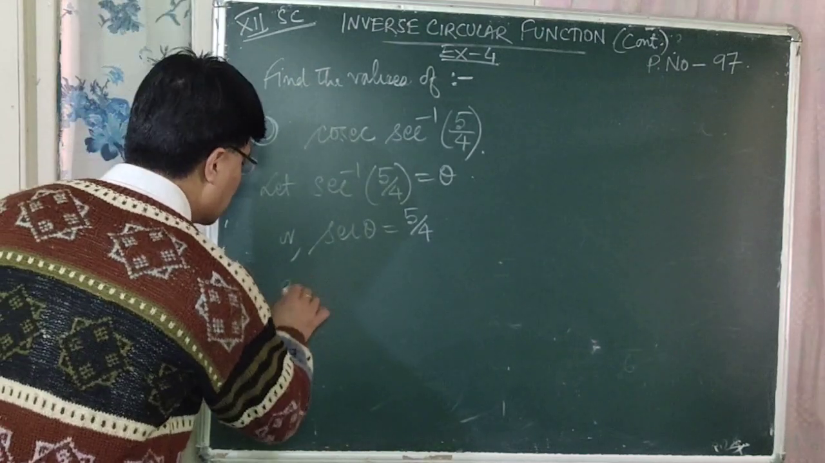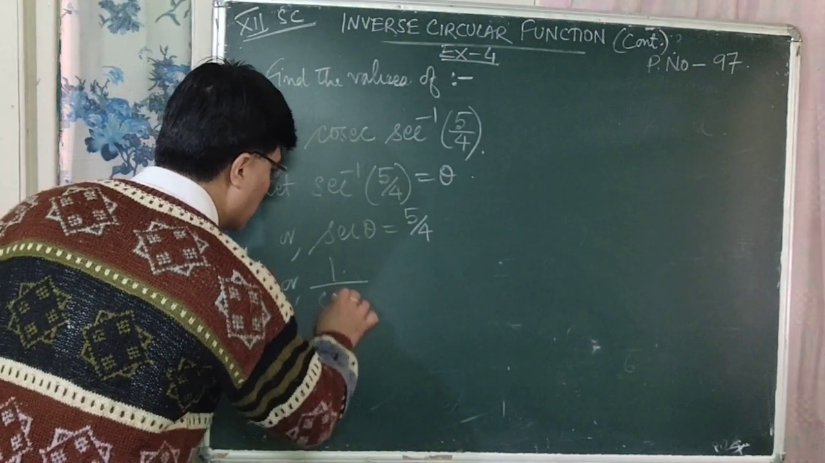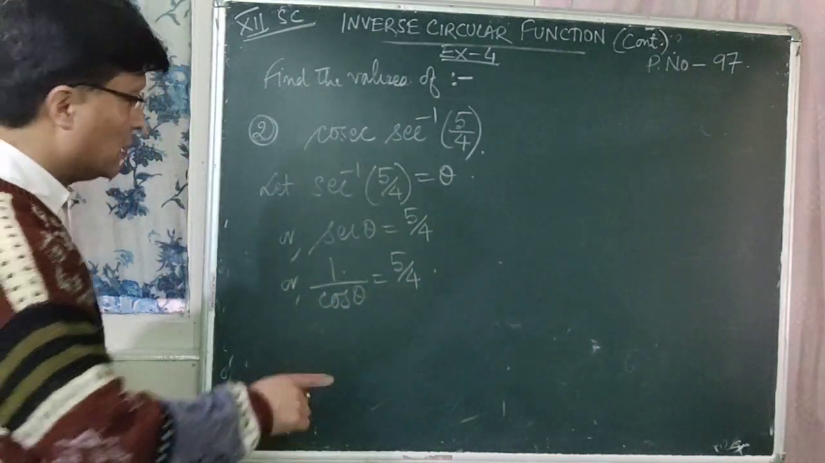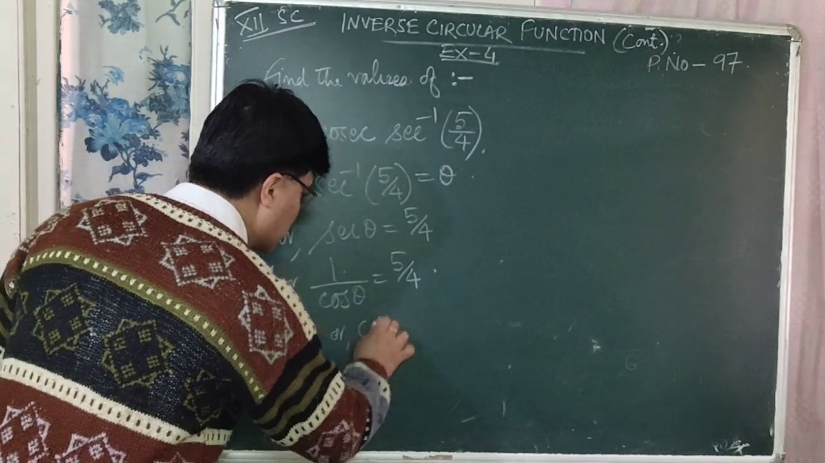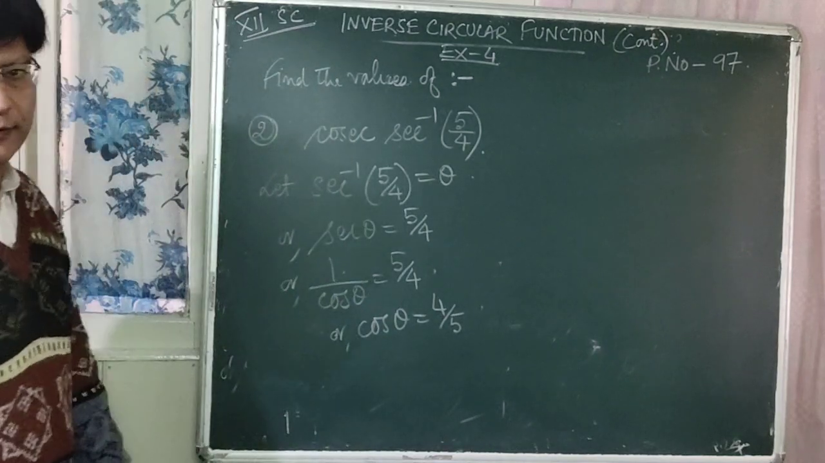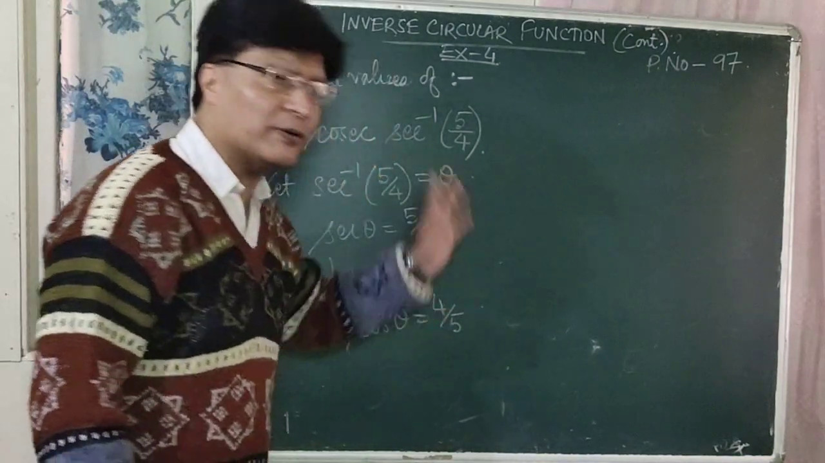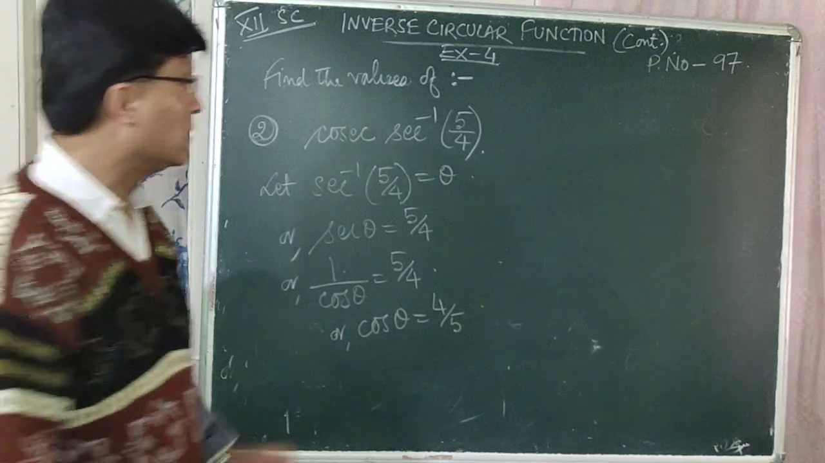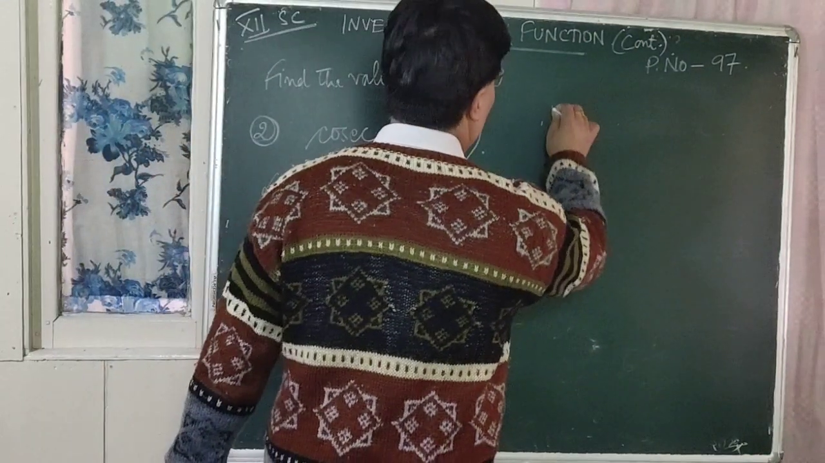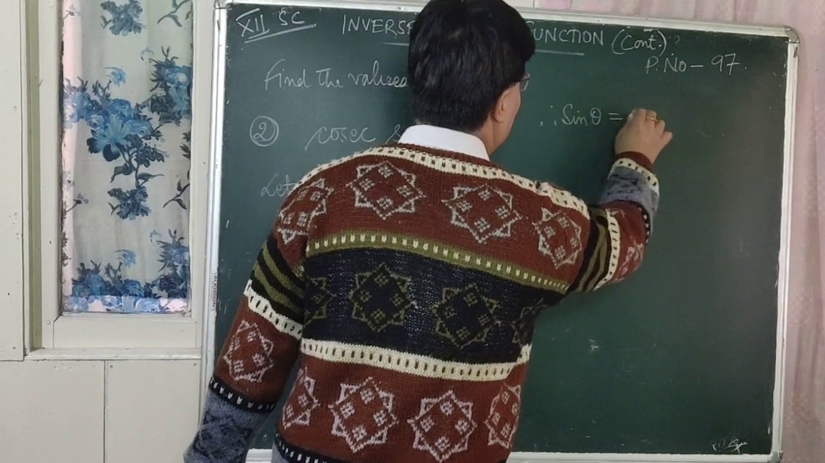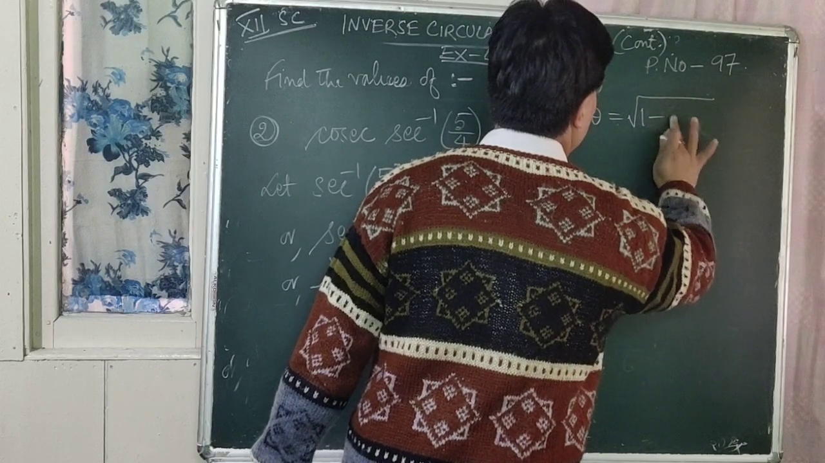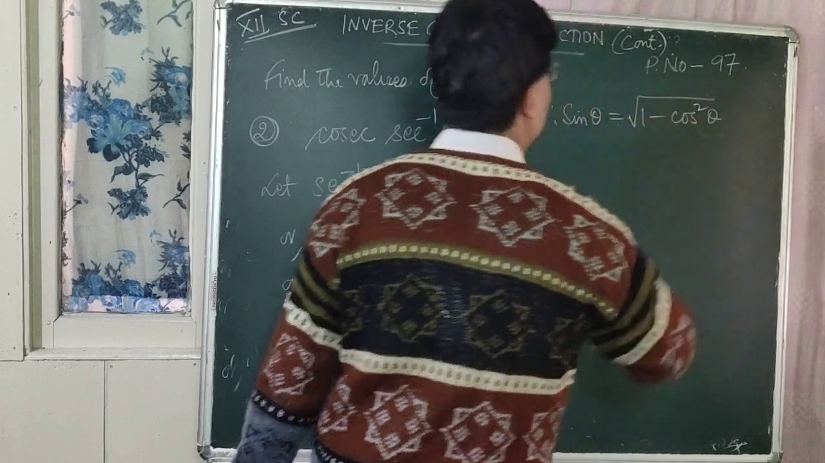So let us find out the value for cosec theta. Let us convert into cos theta first. 1 upon cos theta is equal to 5 by 4. Now invert both the sides, you can get the value for cos theta. So cos theta is equal to 4 by 5. Now from here you can get the value for sin theta. We know what sin theta is in terms of cos theta. Therefore, sin theta is equal to root over 1 minus cos square theta.